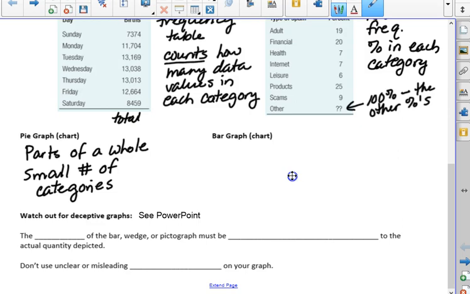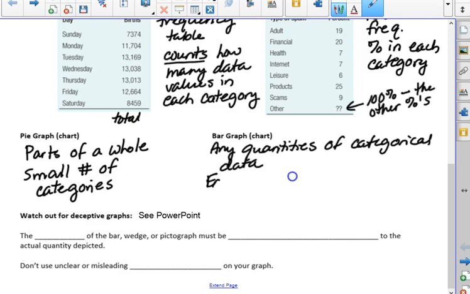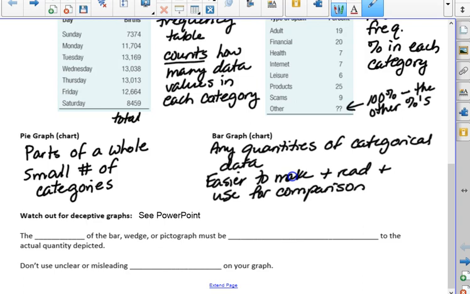Bar graphs are useful for any quantities of categorical data. So you don't have to necessarily be parts of a whole, and we'll look at an example of that. These are easier to make and read and use for comparison. And we'll look at some different types of graphs that are used for comparison.